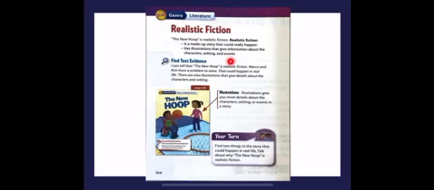I don't want you guys to confuse illustrations and photographs. An illustration gives you more details about the characters, setting, or events in a story, and usually an illustration is a drawing, just as we can see here. A photograph, however, is a real picture.